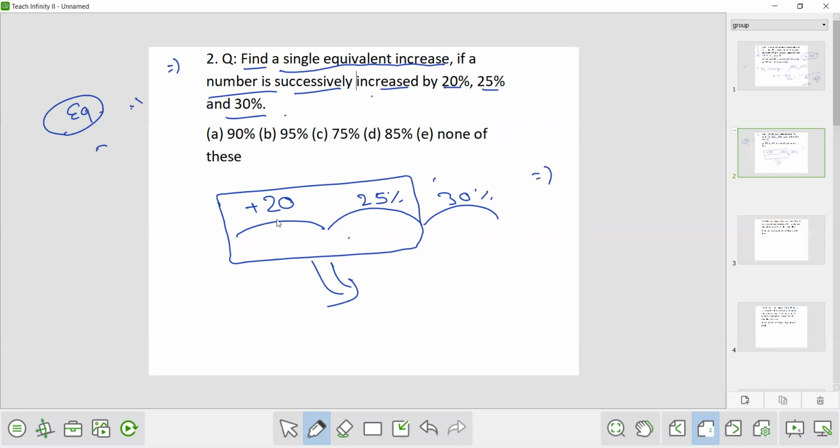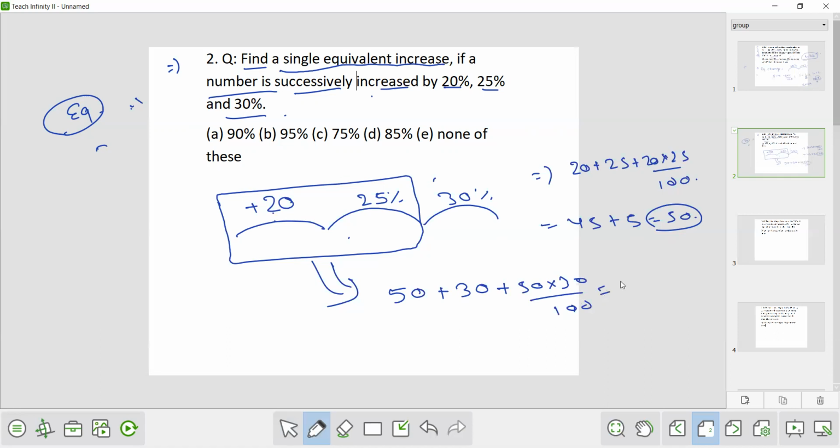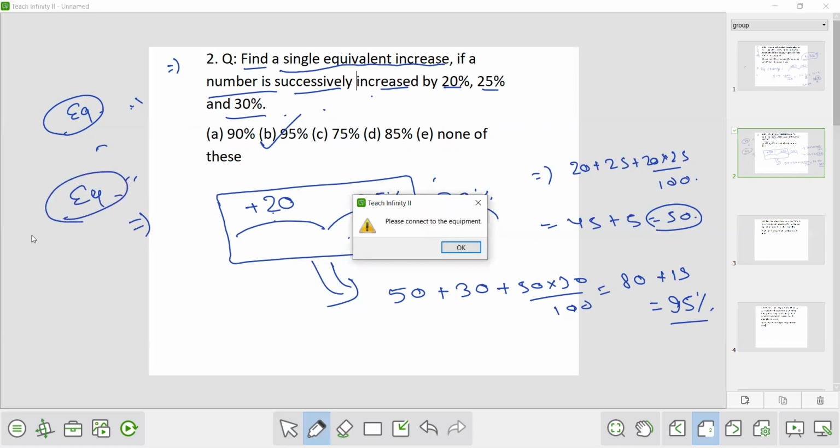How? First we will take the equivalent change between 20 and 25%. So it will be plus 20 plus 25 plus 20 into 25 upon 100. So this will be 45 plus 500 upon 100, plus 5. This is 50. Now we will take the equivalent change of 50 and 30. So 50 plus 30 plus 50 into 30 upon 100. So it will be 80 plus 15, that is 95%. So 95%, B is the correct answer. Whenever you apply the equivalent change formula in such types of questions, your speed will automatically increase.